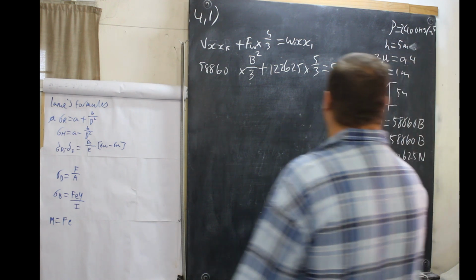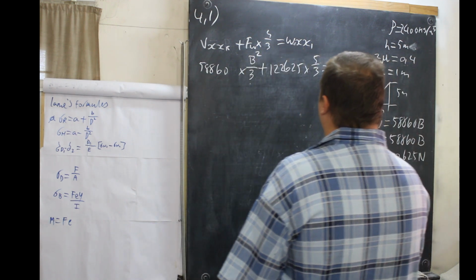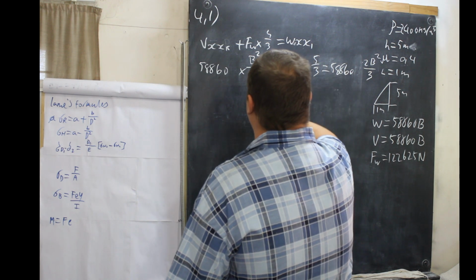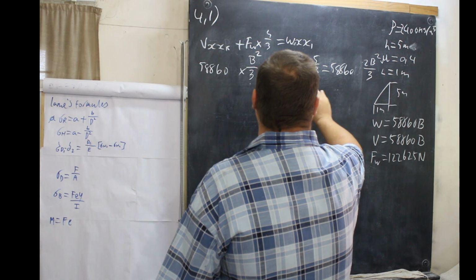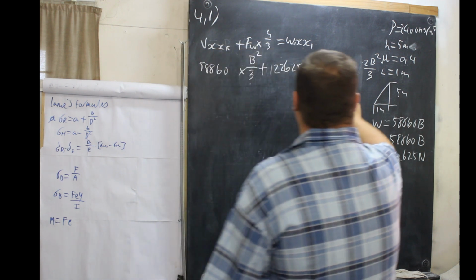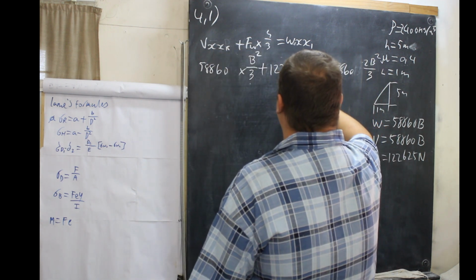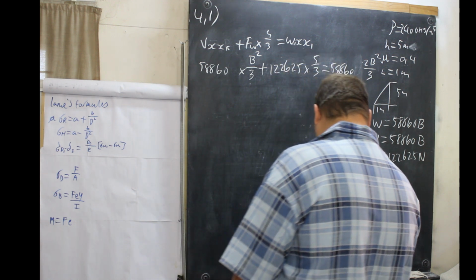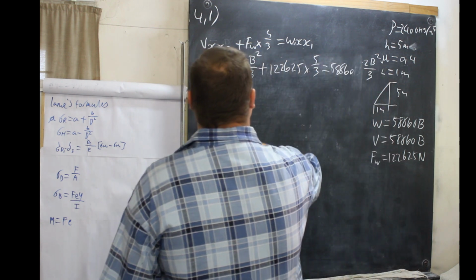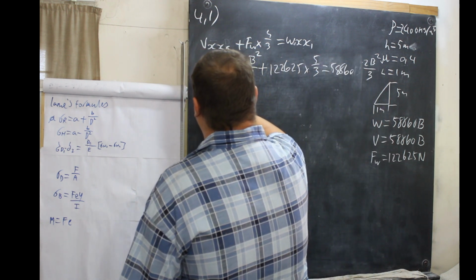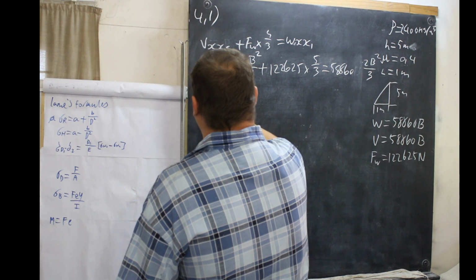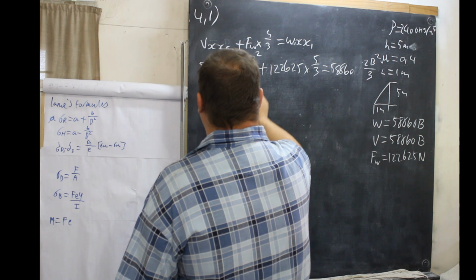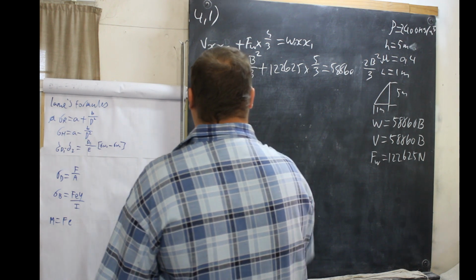So all we have to do is just take the B's into account. So now this is multiplied, so that stays there. And that's multiplied. So if I take this and move it over there, and take this and move it over here, so this will be 58860 B squared over 3.